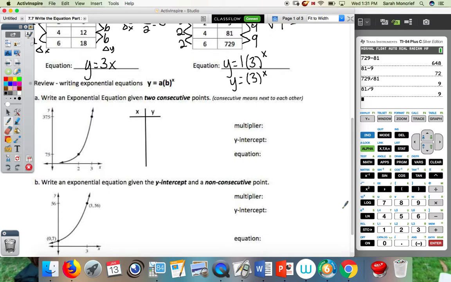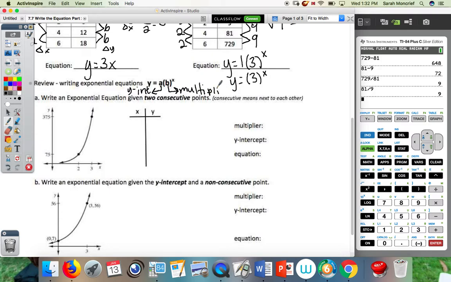All right. So let's review writing exponential equations. We were given y is equal to a times b to the x. What is our a again? That is our y-intercept. And what is our b? That is our multiplier.